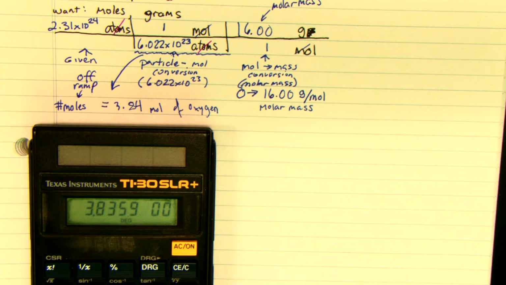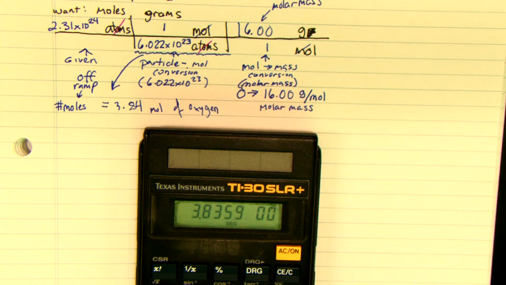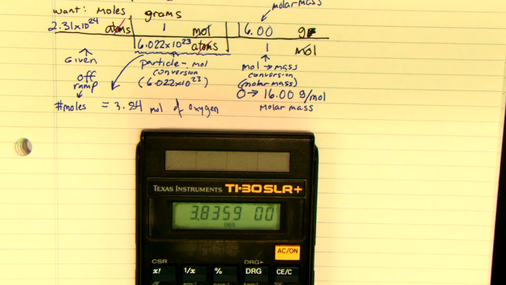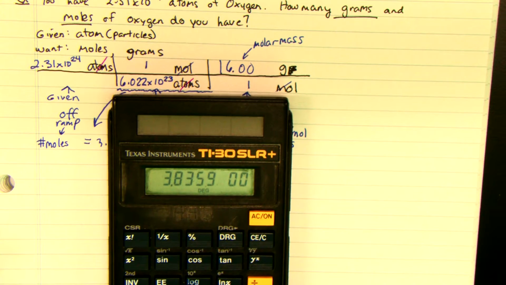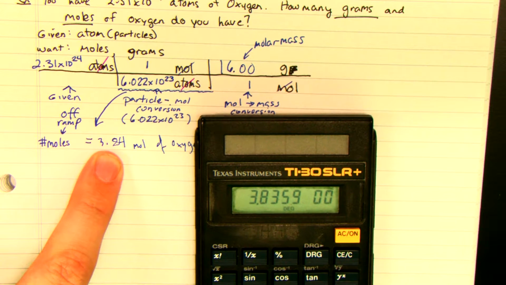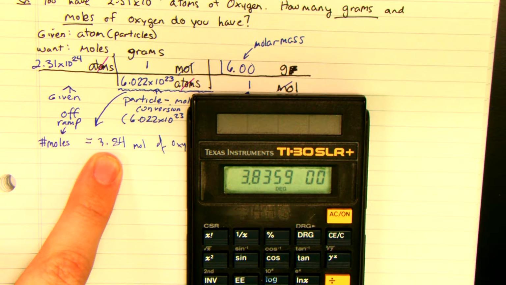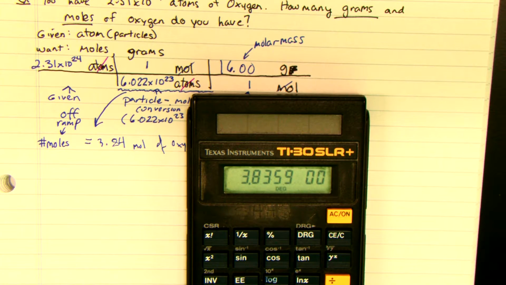Now, don't clear out the calculator, because in the calculator we have the exact answer from the first step. I took care of this first part. We ended up with the number of moles, 3.84 moles of oxygen. Now, how am I going to figure out the number of grams? I have 16.00 in the top. If the number's in the top, do we multiply or divide? We multiply. So just multiply that number by 16.00.